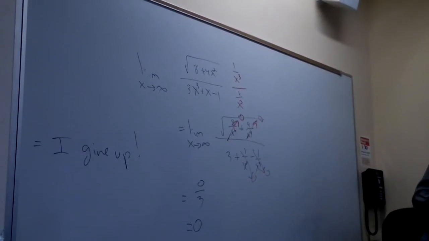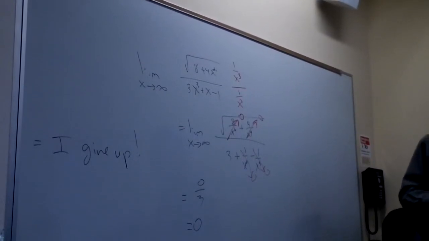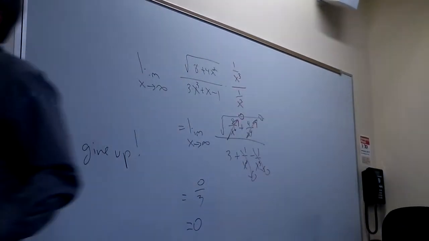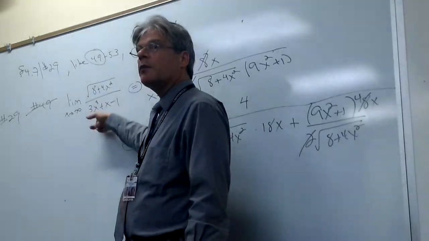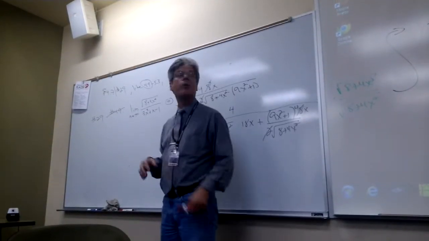Is there any way to anticipate that just by looking at it? Always, always. As a matter of fact, as a general rule, whenever I'm taking the limit of a ratio where I've got square roots and polynomials upstairs and or downstairs, I always use this technique.